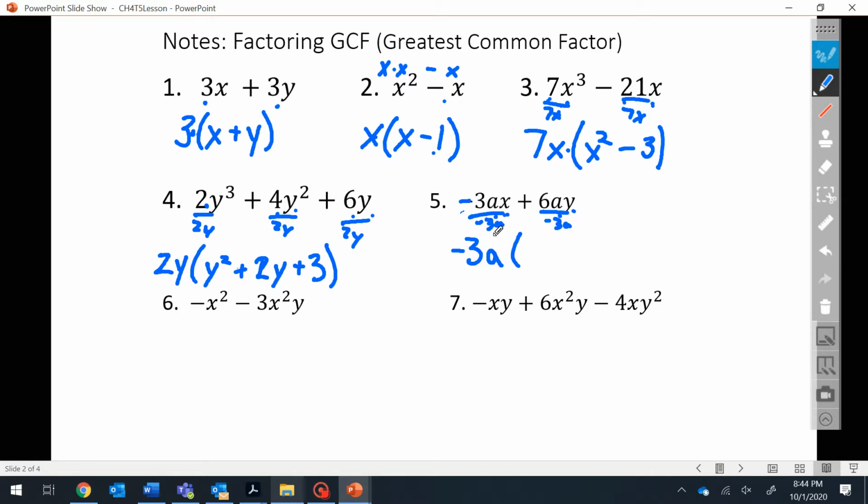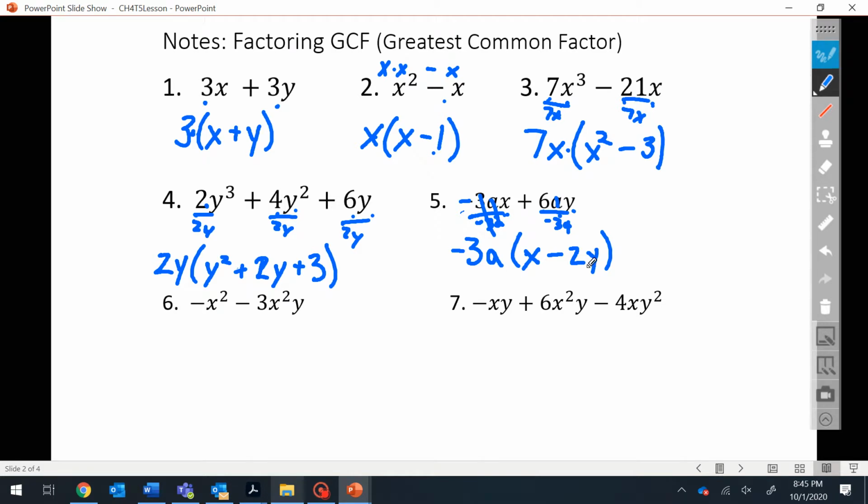So negative 3 divided by negative 3 is 1. A divided by a is 1. Those cancel. And all I'm left with is x for the first term. For the second term, 6 divided by negative 3 is negative 2. A divided by a cancels, and the y is left over. So my factored form is negative 3a, parentheses, x minus 2y.